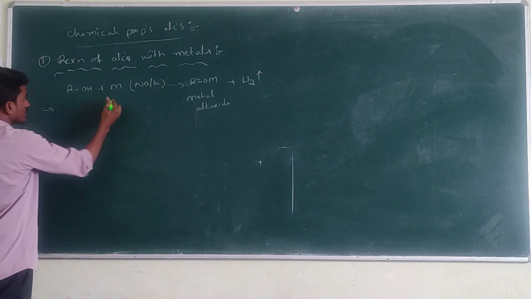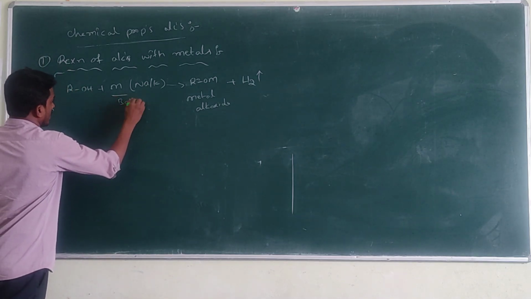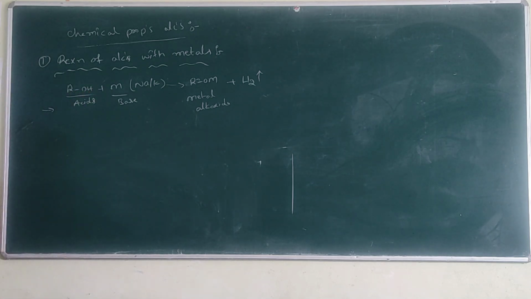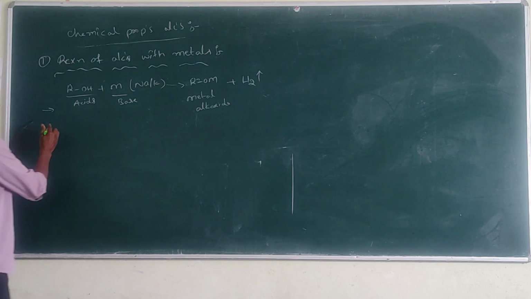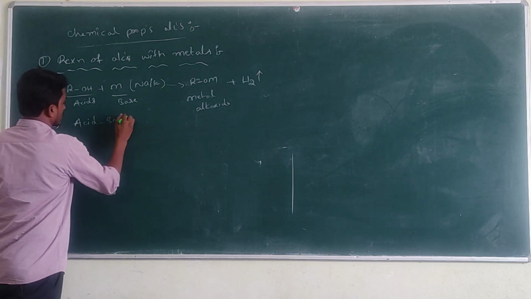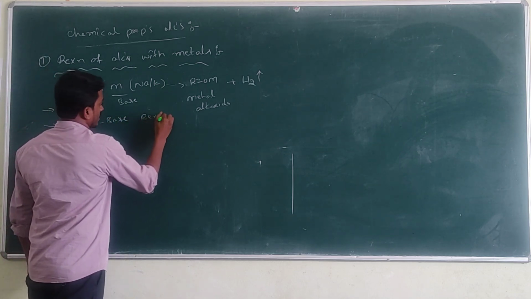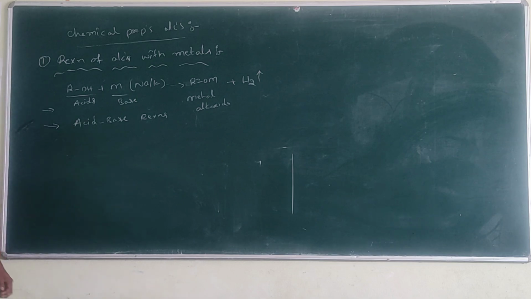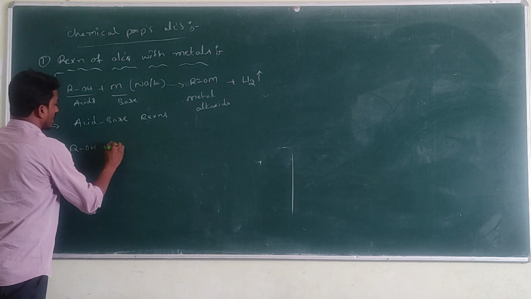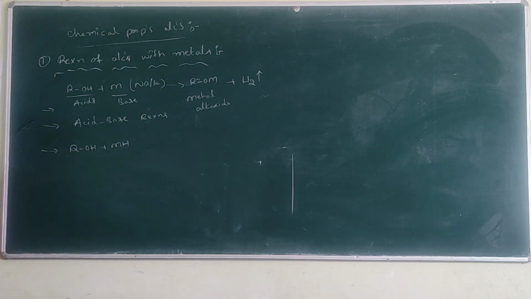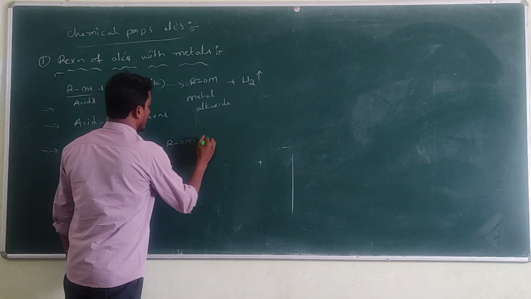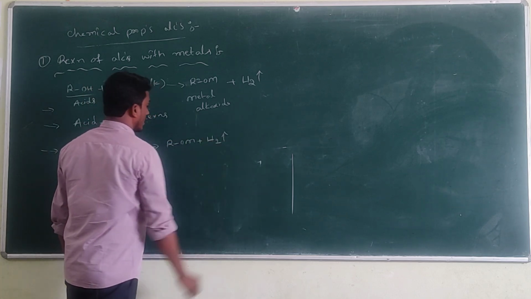Here metals act as bases and alcohols act as acids. So these reactions are called acid-base reactions. In the same way, alcohols can react with metal hydrides also. They give metal alkoxide and also evolve hydrogen gas.